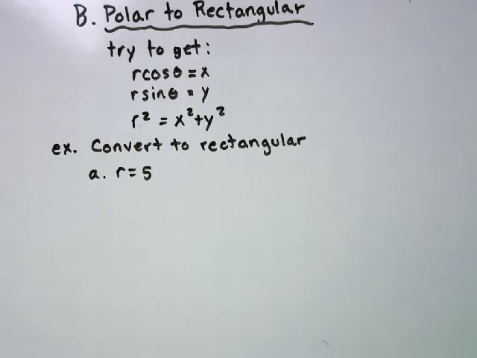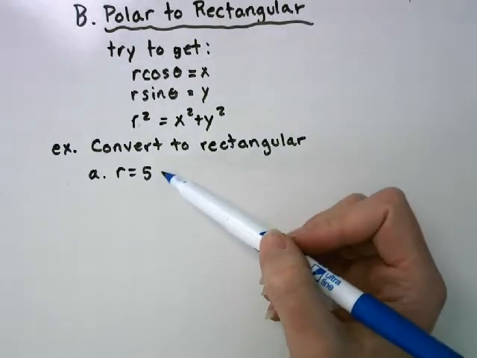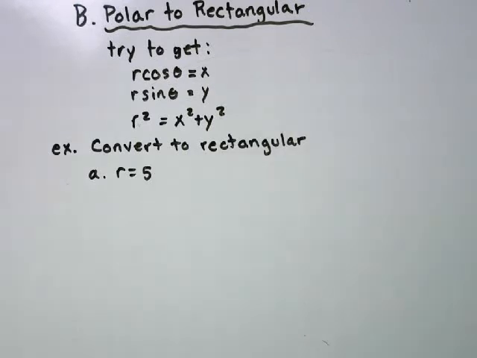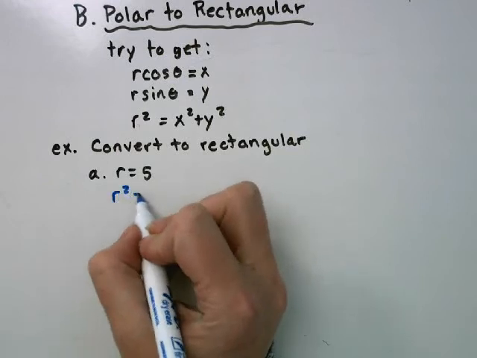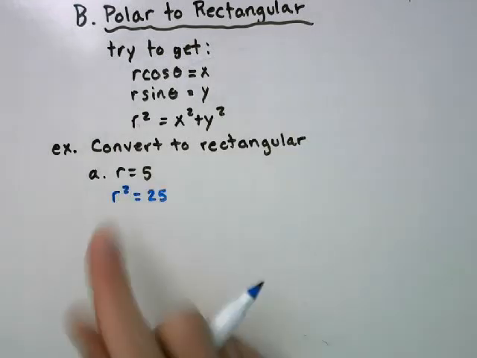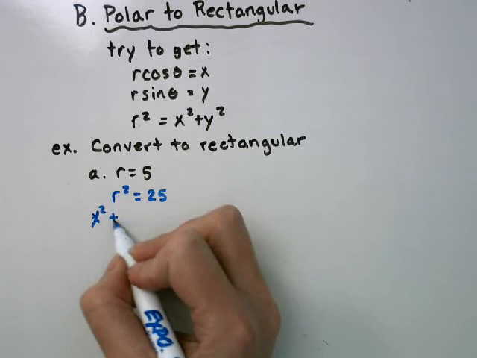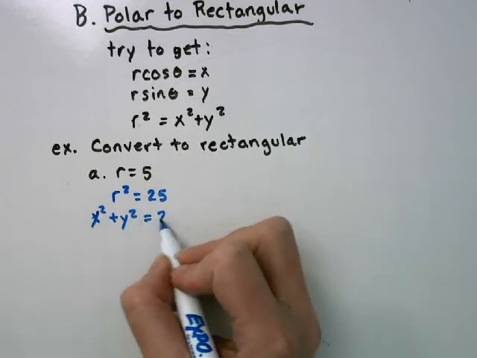So our first one in polar that we're going to convert to rectangular is r equals 5. Now this is going to be the reverse of what we did on the other side. We know what this looks like. It's going to be a circle with a radius of 5. Okay, I can easily get this by squaring both sides. And then I can replace this with x squared plus y squared.